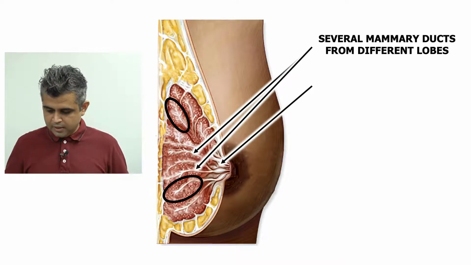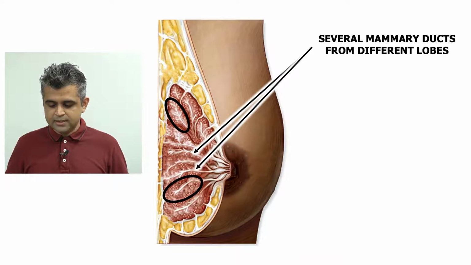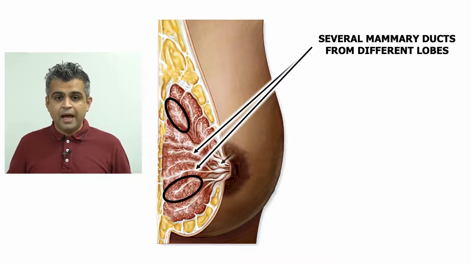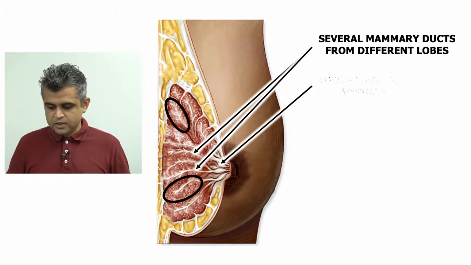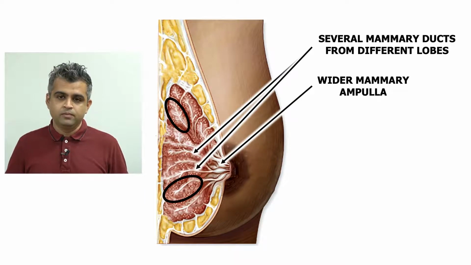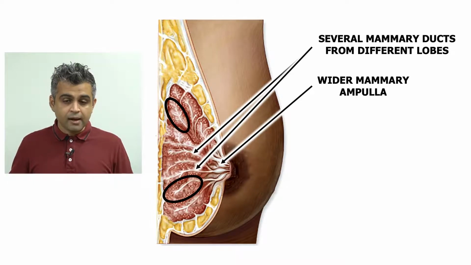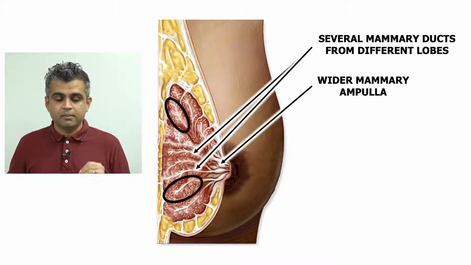So here, where this arrow is pointing, you can clearly see that the tubes are joining together and are being slightly dilated. So that part is going to be called the mammary ampulla. So you have the wider mammary ampulla. The mammary ducts join together to form the wider mammary ampulla.